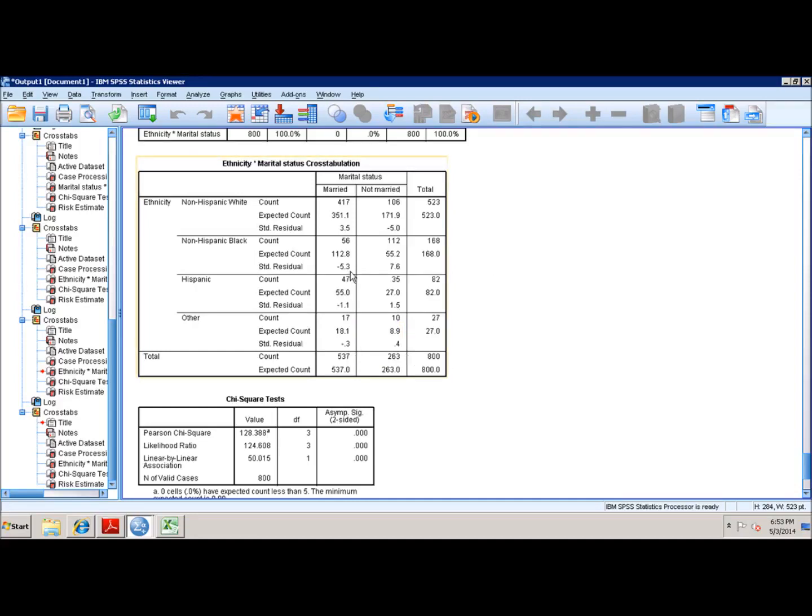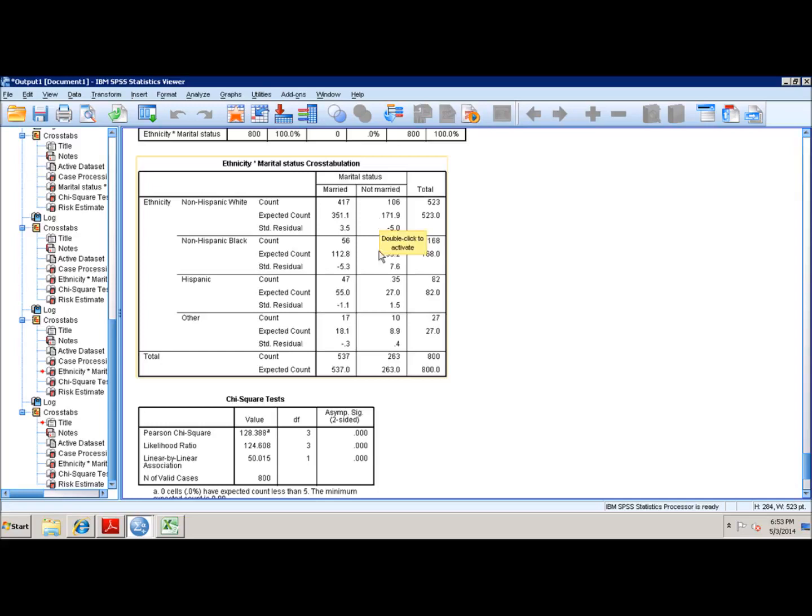So the sign of the residual simply tells us whether the expected count was higher or lower than the observed. So in this case, the observed count was higher than the expected, therefore the residual will be positive, and the standardized residual will be positive as well, and vice versa. When the observed count is lower than the expected count, the residual will be negative and the standardized residual will be negative.